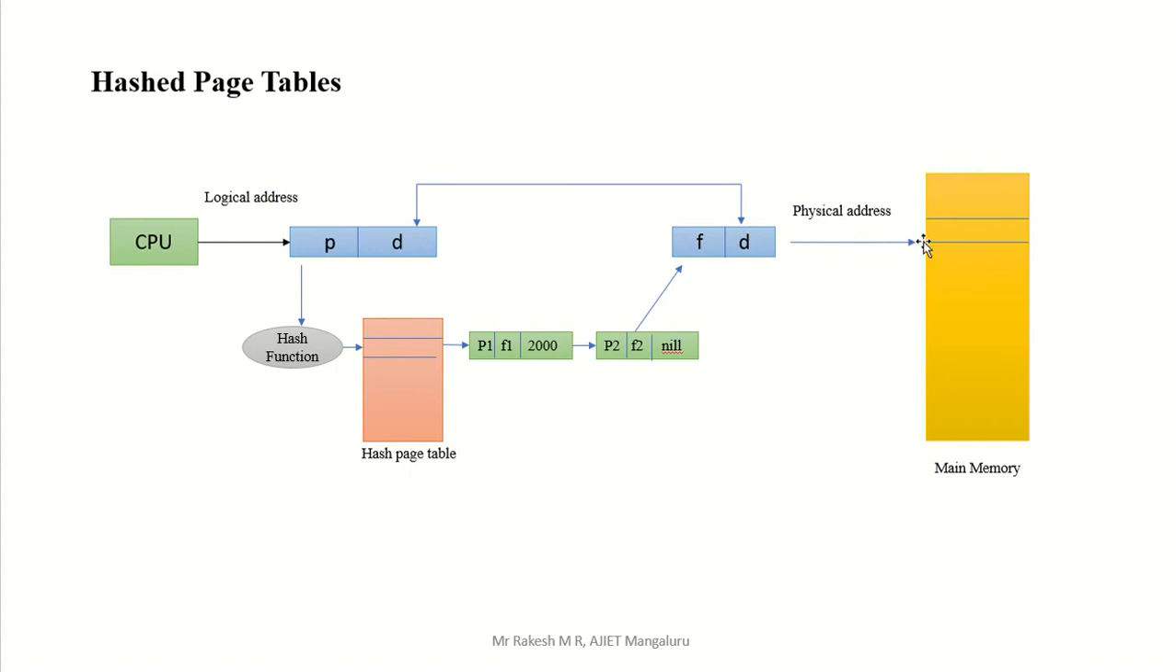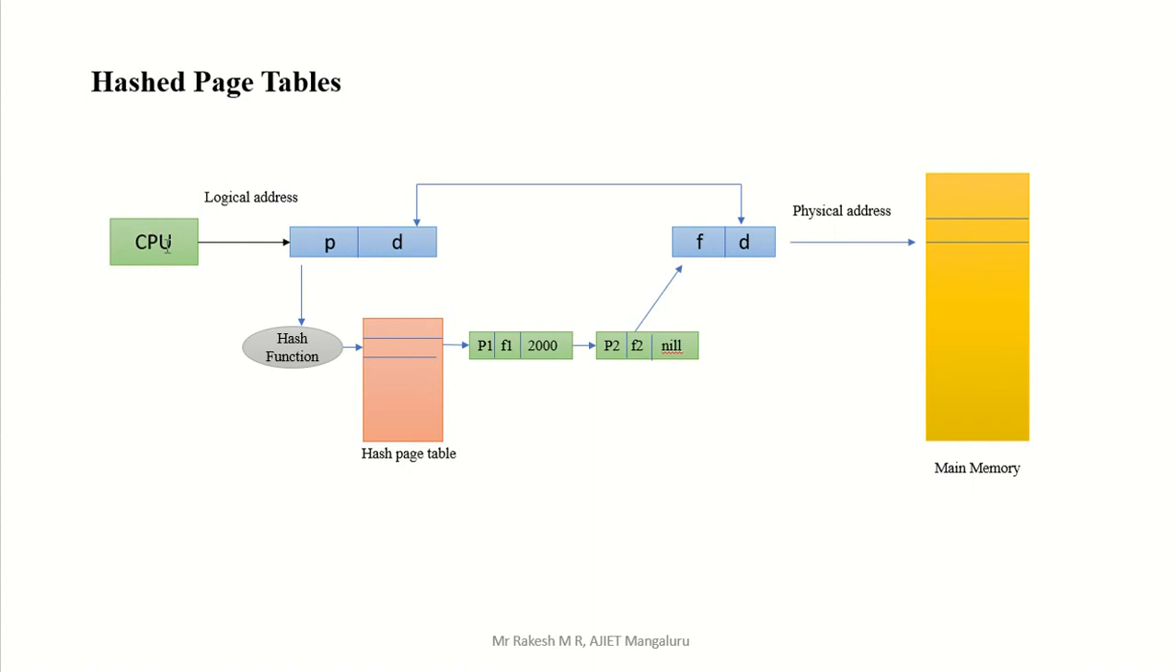In the memory, in that particular frame F2, I will have our page P. That page we are going to send to the CPU, because the CPU demanded that page. After searching, the OS will send that page to the CPU for execution purpose.